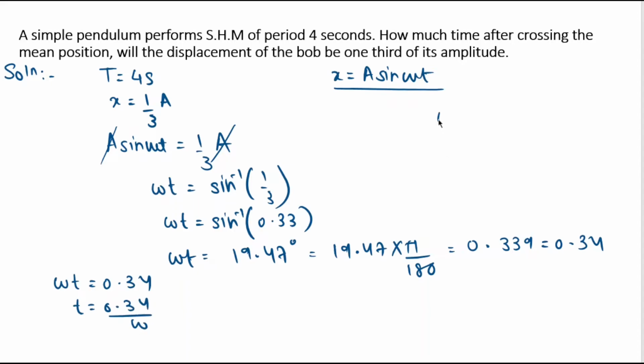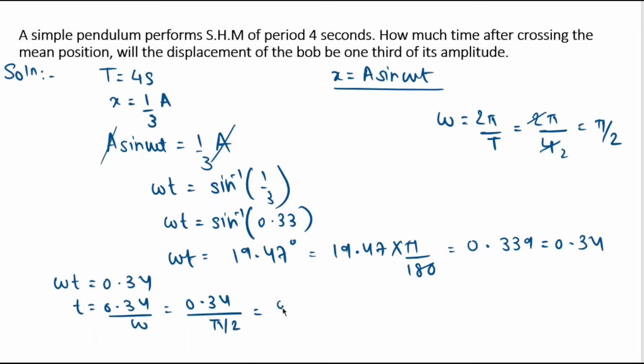And we know omega is 2 pi by T. So putting the value of T, we get omega equal to 2 pi by 4 seconds, so omega is pi by 2. Putting this value, we can say that t equal to 0.34 by pi by 2, which is 0.34 into 2 by pi. Putting the value of pi and calculating this, we get t equal to 0.216 seconds. I hope you understood this sum. Let's look at the next sum.